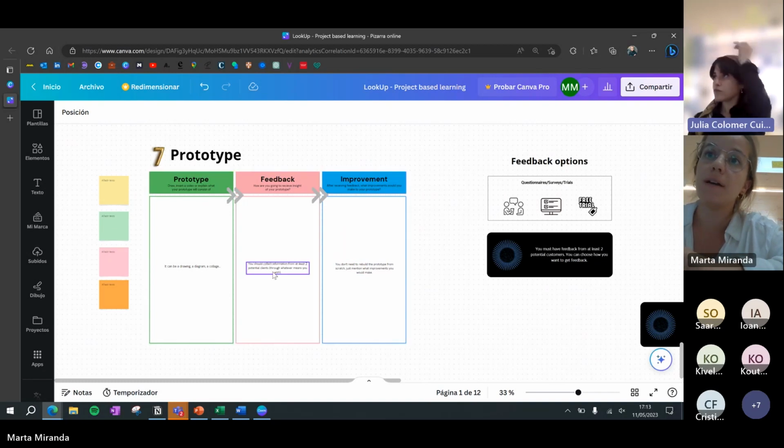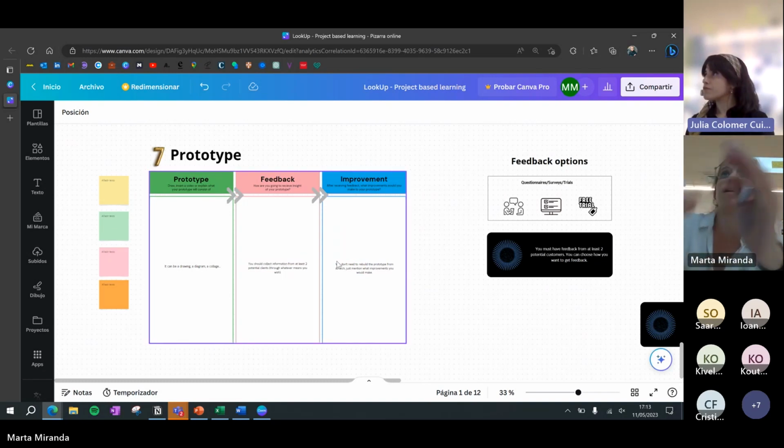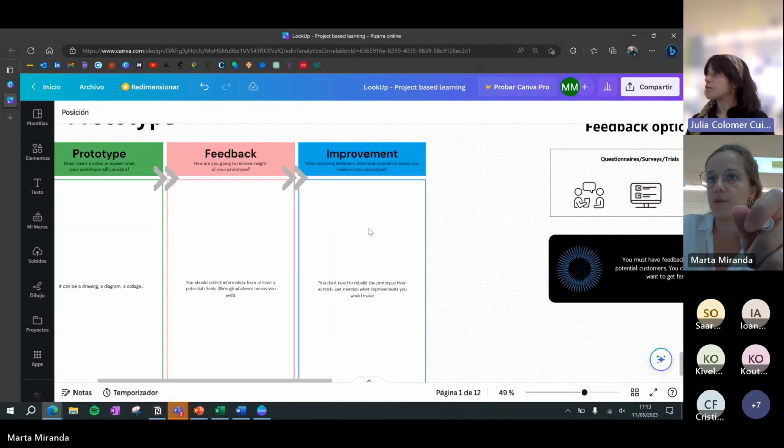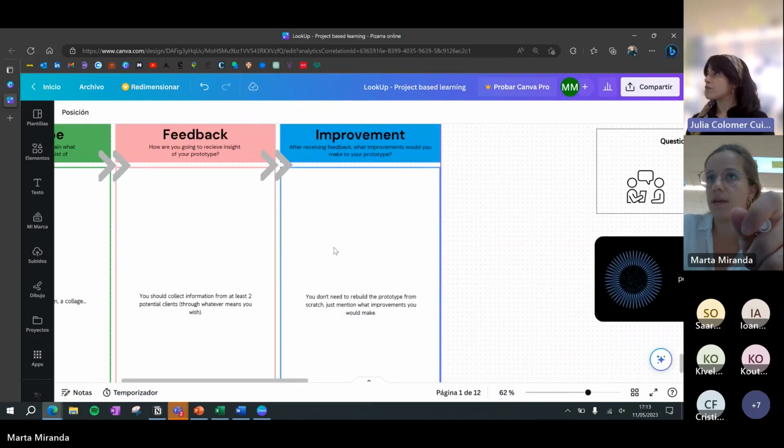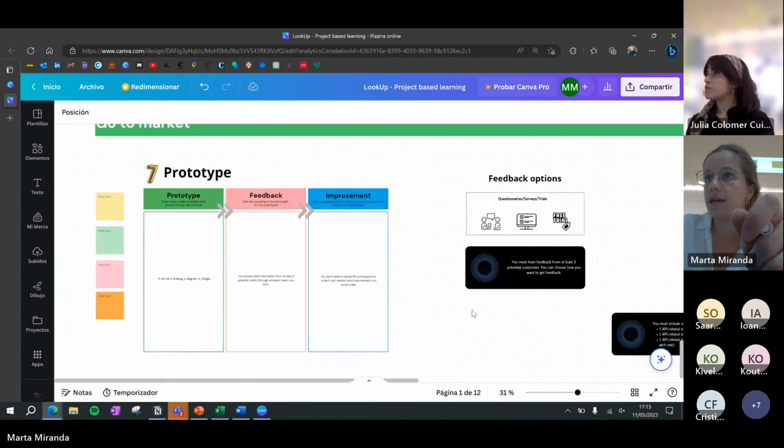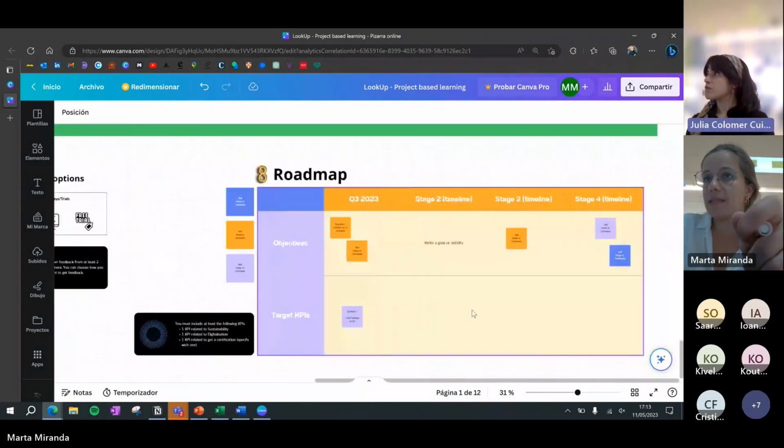And then with the feedback, you should say, okay, thanks to the feedback that the potential consumer gave, I'm going to improve this prototype in this and this and this way. Okay? Prototype, feedback, and improvement. Here you have the guides as well.